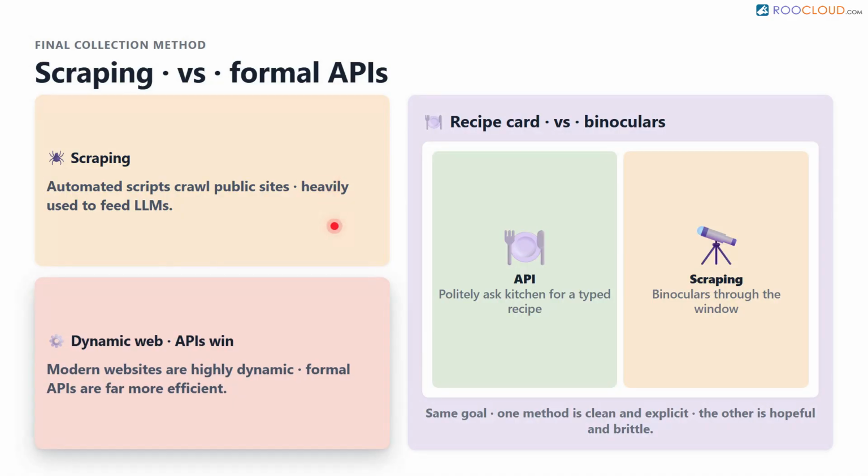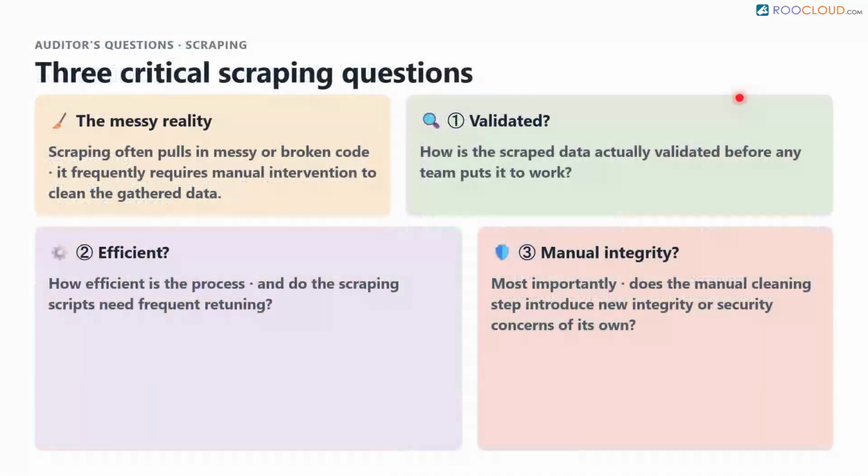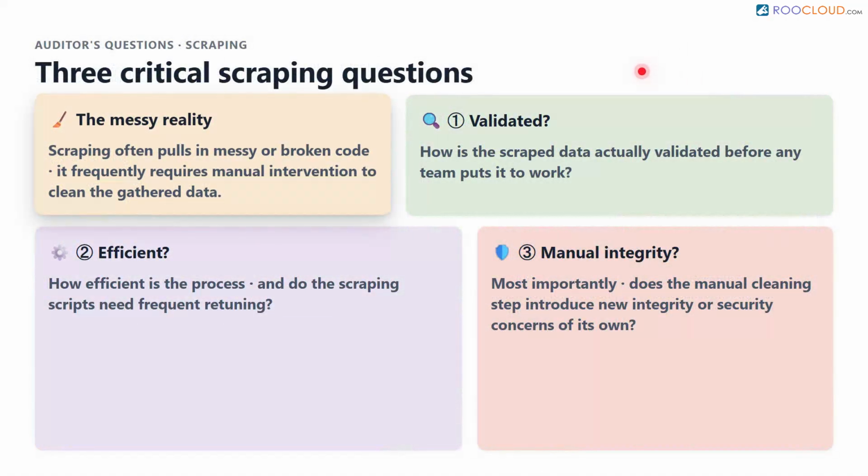However, because modern websites are highly dynamic and constantly changing, scraping is becoming much less efficient than using formal application programming interfaces or APIs. Using an API is like politely asking a restaurant kitchen for a recipe card and receiving a perfectly typed document. Scraping is like sending someone to peer through the kitchen window with binoculars to manually write down what the chef is doing. Because scraping often pulls in messy or broken code, it frequently requires manual intervention to clean the gathered data.